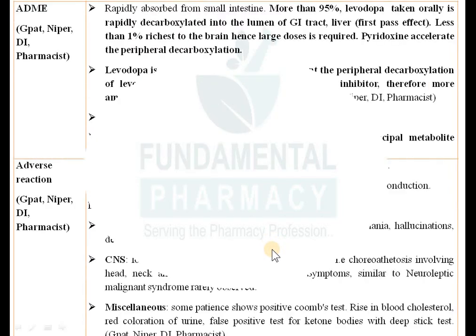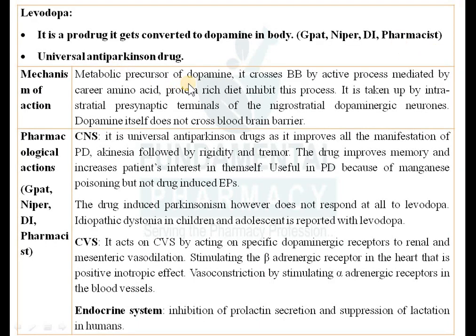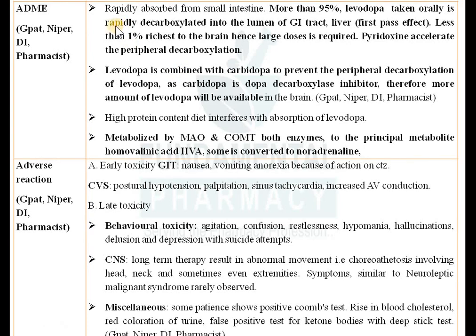Now we will see what are the ADME, absorption, distribution, metabolism, elimination of your levodopa. So this levodopa is rapidly absorbed from your stomach and intestine. More than 90% of levodopa taken orally is rapidly decarboxylated in the lumen. So most of the levodopa is decarboxylated in the आपका जो gut है GIT. तो आप बोलेंगे decarboxylation होगा तो कैसे जाएगा ब्रेन में, उसके बारे में बोलता हूँ मैं आगे. So 90% of levodopa will be decarboxylated in the lumen.